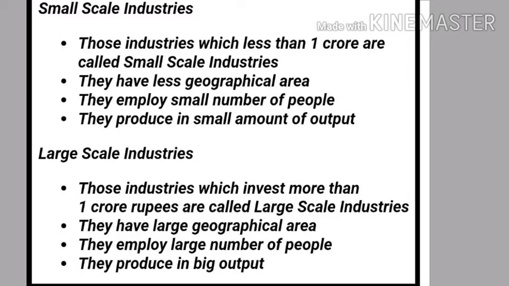Secondly, on the basis of size, the industry is divided into large scale industries. The industries which have an investment of more than 1 crore rupees are known as the large scale industries. They have superior quality of technology as they produce different varieties of goods in large quantity. For example, iron and steel manufacturing, automobile manufacturing, or heavy machinery industries. These all come in the large scale industries.